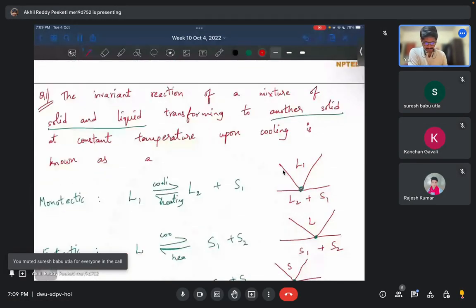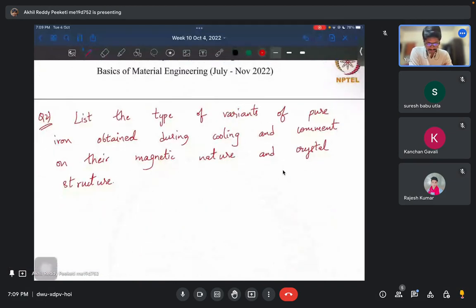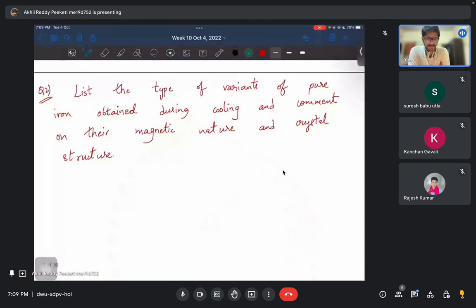Now let's see the next question. In this question, list the types of variants of pure iron obtained during cooling and comment on their magnetic nature and crystal structure. The question is regarding pure iron, so we don't have any alloys. Nothing is added to the pure iron, no carbon, no nickel or anything. Just pure iron. We are asked to identify the phases or forms it has from the molten state to the fully solid final room temperature state. Does anyone know the phases which it shows?